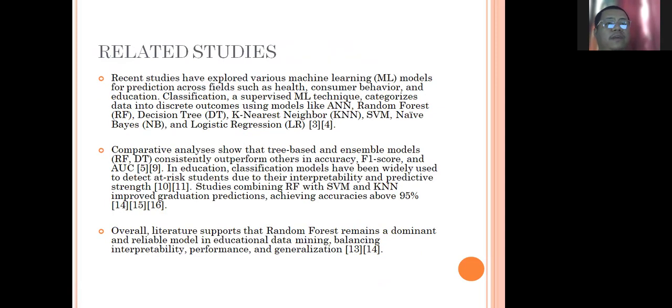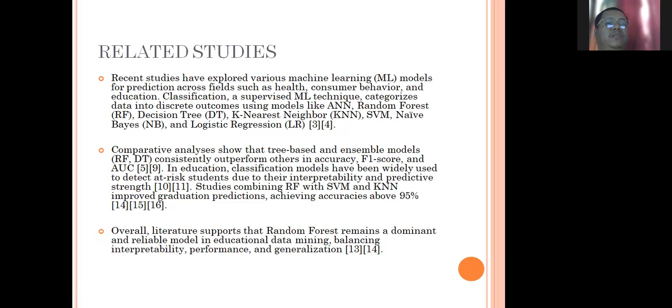So the related studies: several studies have already explored various machine learning models for prediction in different fields. Classification is a supervised machine learning technique that categorizes data into discrete outcomes using models like ANN, random forest, decision tree, k-nearest neighbors, support vector machines, naive-Bayes, and logistic regression, as mentioned in the references of the study.